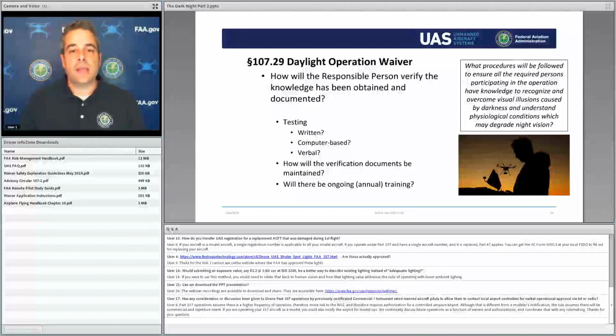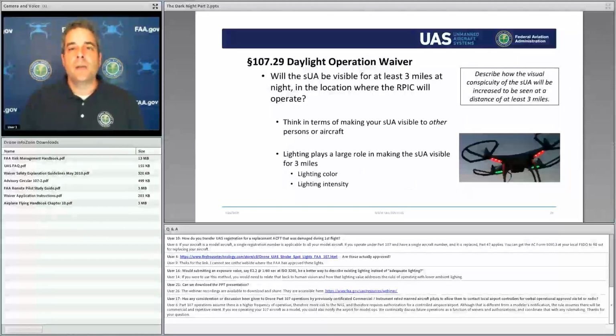How are those documents going to be maintained? Are they going to have to come back every year and do training with you? There's no necessarily right answer to this because each operation is individual. What works for you? What process are you going to use in your application? And then let us know in as much detail as possible when you're making your safety case.